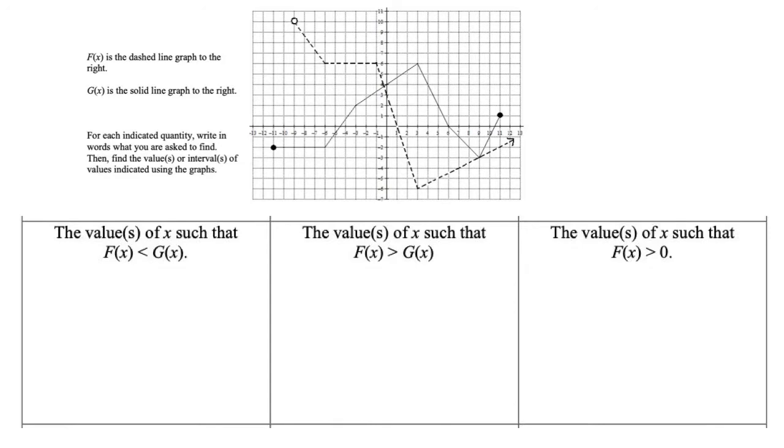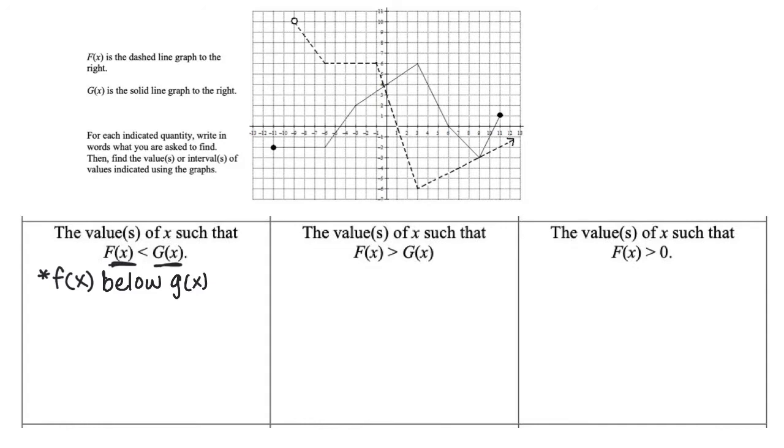Oh, now, and this is going to be interval notation for sure. We're going to look at where f of x is less than g of x. So let's make ourselves a note. That's going to be where f of x is below g of x. That's what that means. So f of x is below g of x. So that's going to be, let's see, it's always going to use some point of intersection for sure.